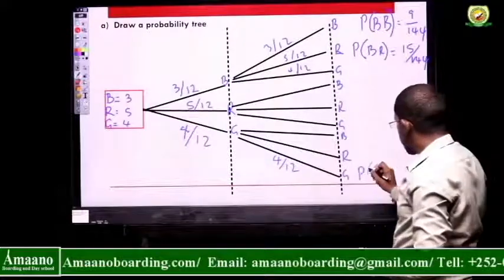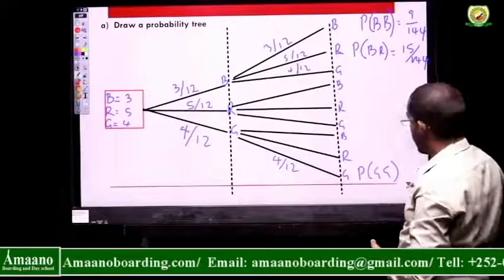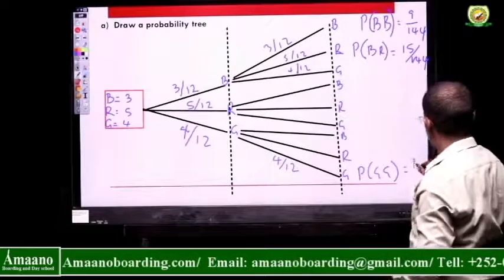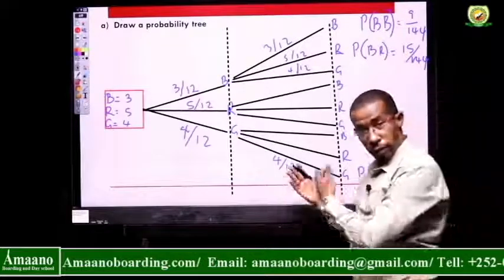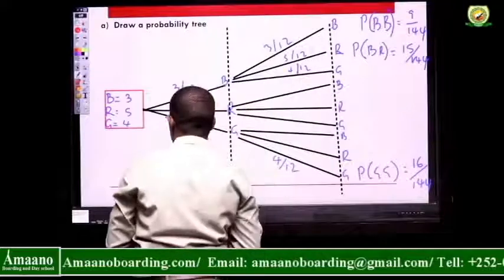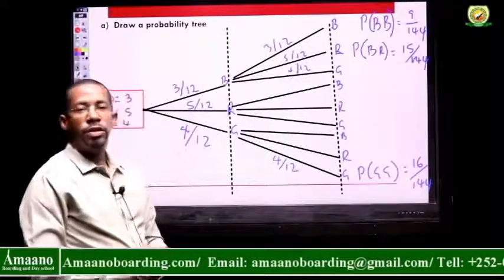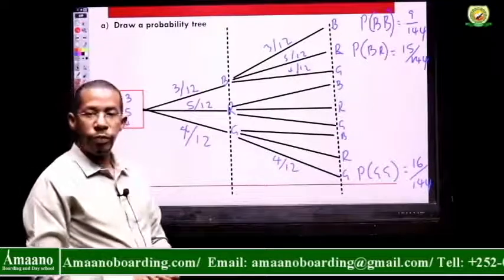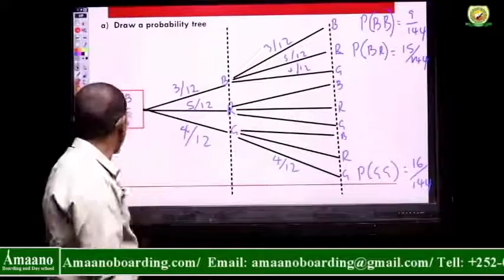So the probability of getting green and green, first time green, second time green, you just multiply this times that, which gives 16 divided by 144. You can do this, you can complete the whole probability tree diagram. This is how our probability tree diagram should look. Of course, you have to complete the missing parts.